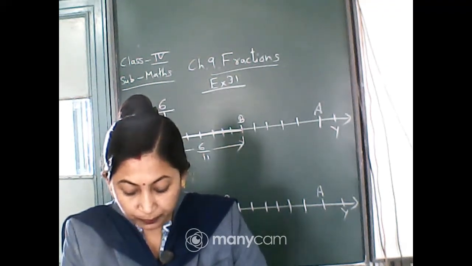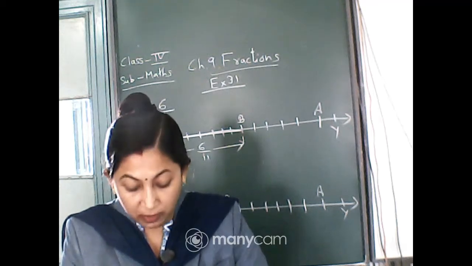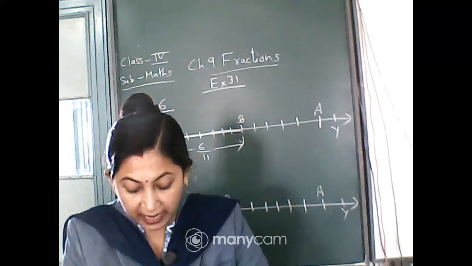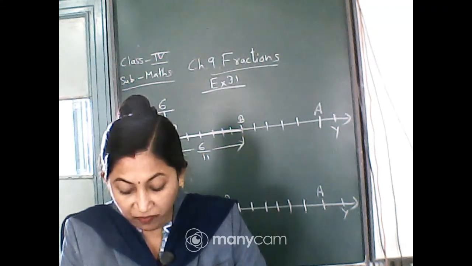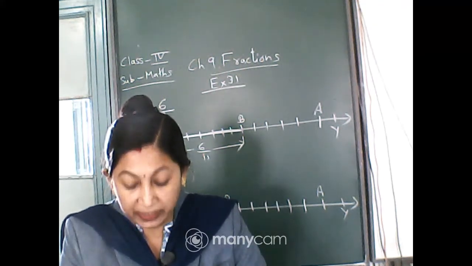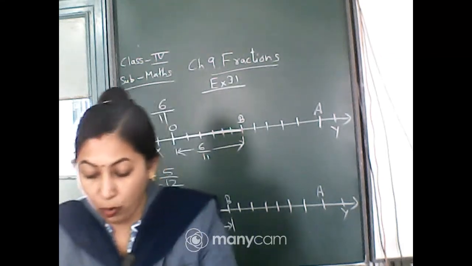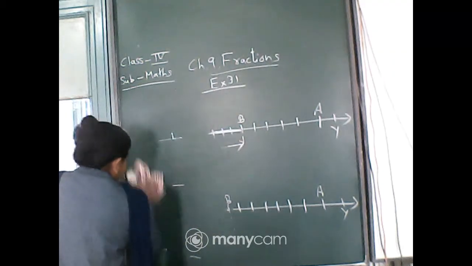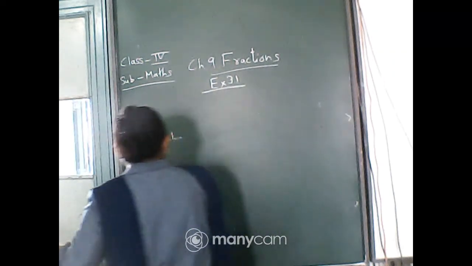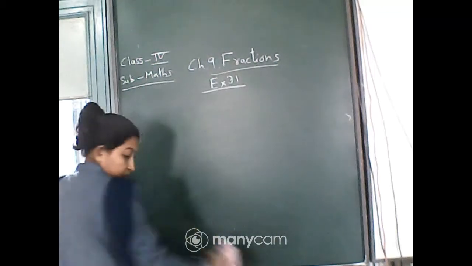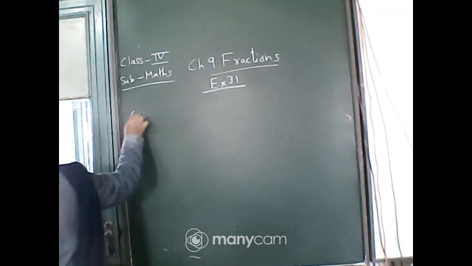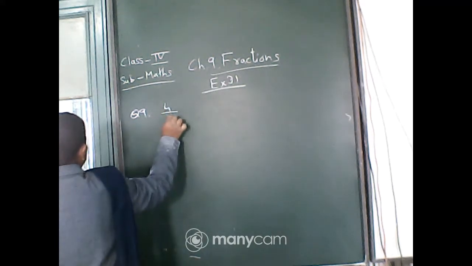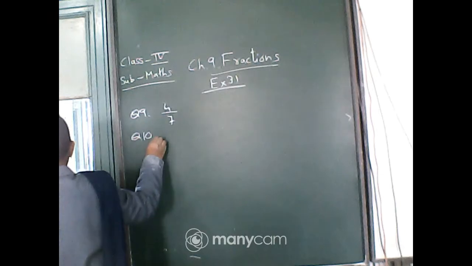Okay, so count it. The first one, O to A, is divided in 7 parts. Count it, it is divided in 7 parts. And B is written in the 4th part. That means OB represents 4 by 7. Number 9, OB represents 4 by 7. See, I am just writing the answers. Okay, you count and then you write.